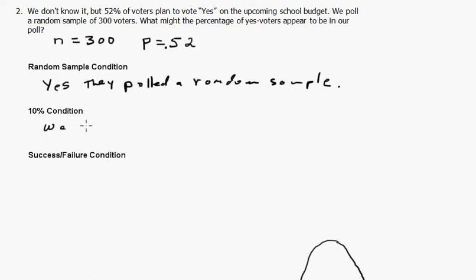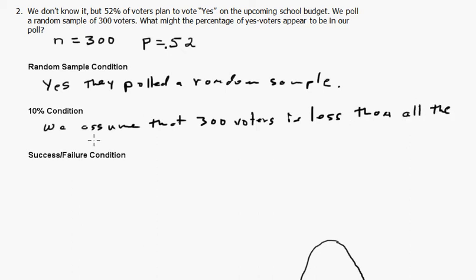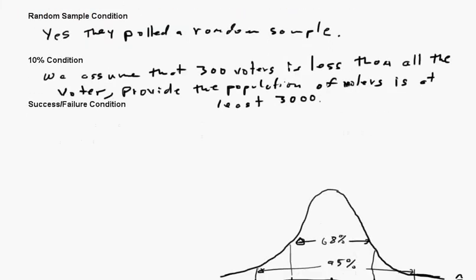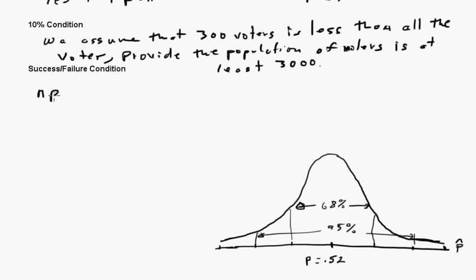And we're going to assume that 300 voters is less than all the voters, which is true, providing the population of voters is at least 3,000.